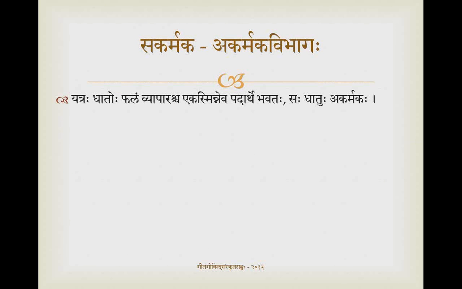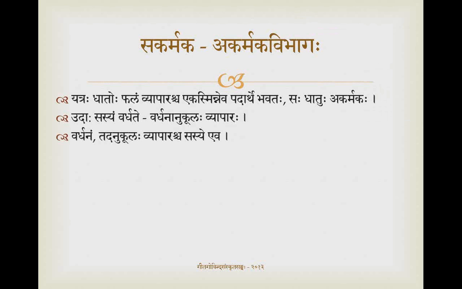Yatra dhatohu phalam vyaparascha ekasmin eva padarthe. So where the phala and vyapara, that is samanadhikaranya, are seen in the same thing, it is an akarmaka dhatu. Say sasyam vardhate. So vardhate, vardhananukulaha vyaparaha. There is an action which facilitates it to grow, and there is the effect of growing. So both of these are seen in the plant itself. So the plant grows; the action which assists growth and the effect of that growth are both seen in the sasya itself. Therefore, it is an akarmaka dhatu.